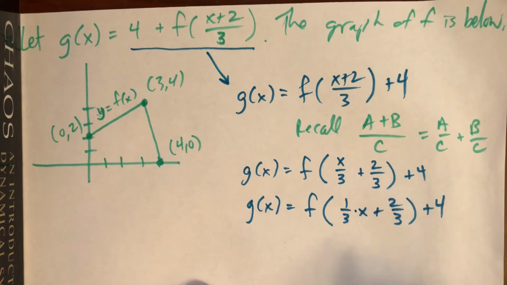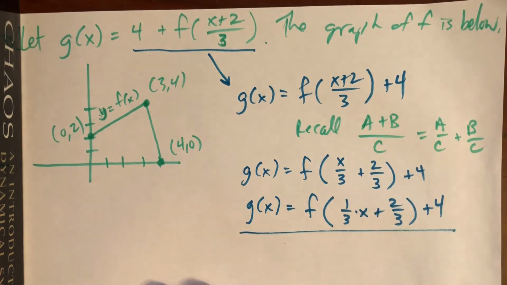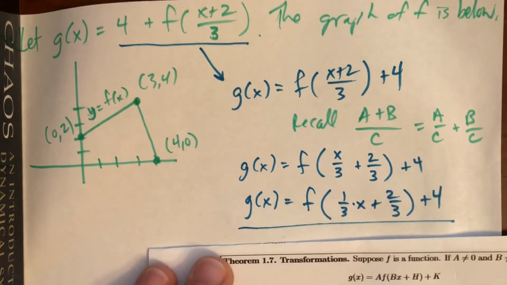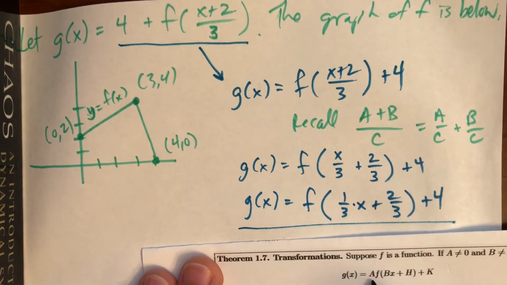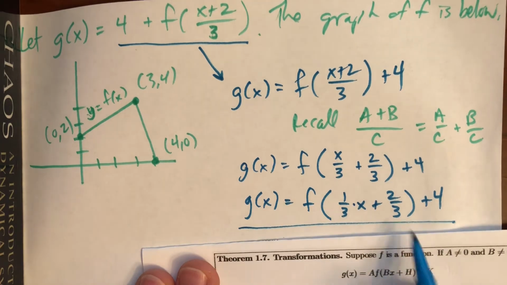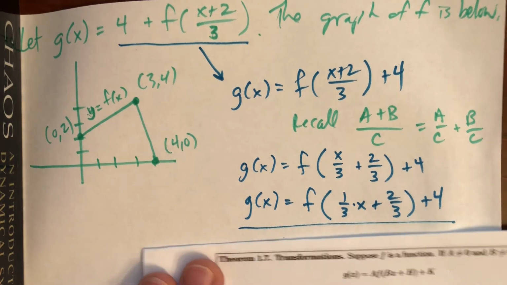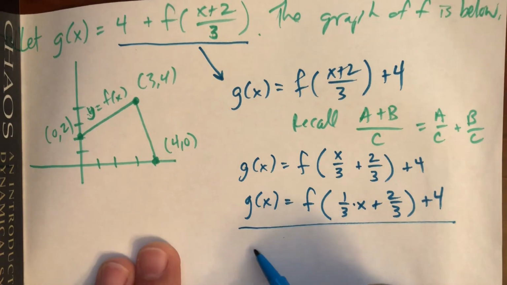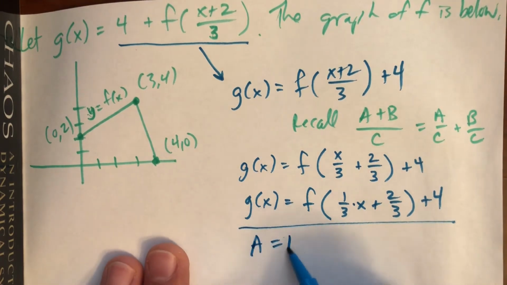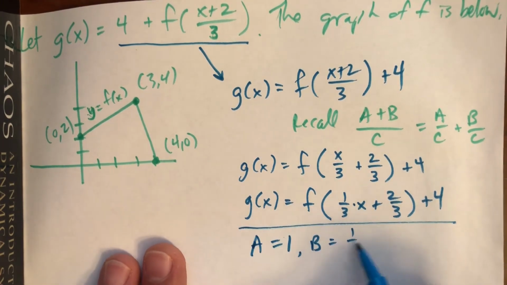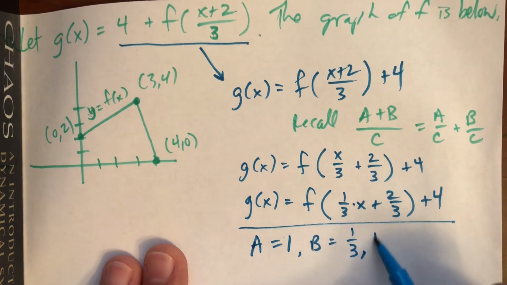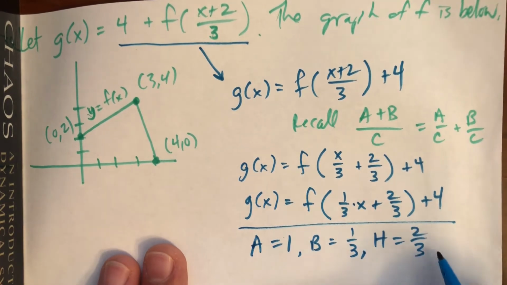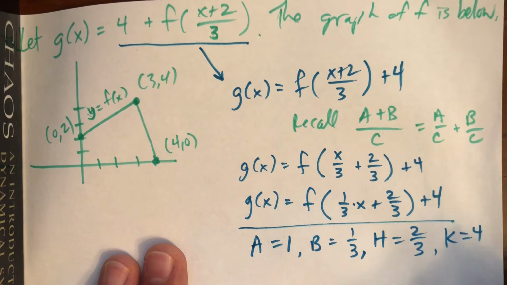Okay, so now we have it in the form we want, right? We wanted to have some number times f, well, that's 1. Some number times x, that's 1/3. Then a number here, that's h, and then there's your k. So let me just write that real quick here. A is 1, b is 1/3, h is 2/3, k is 4.